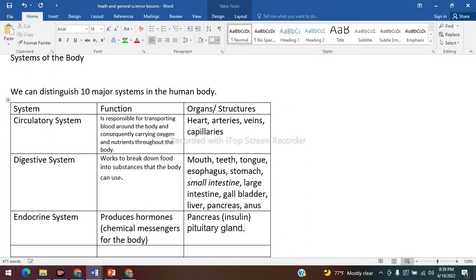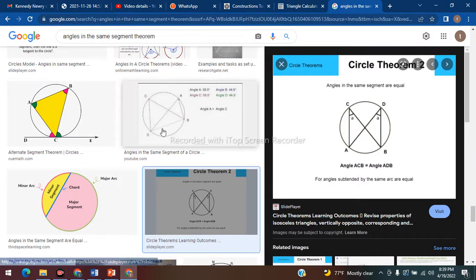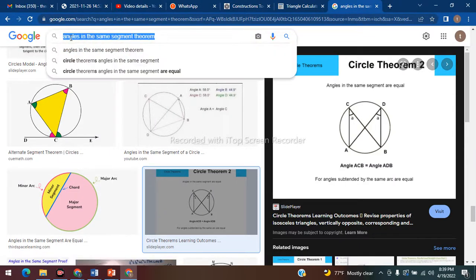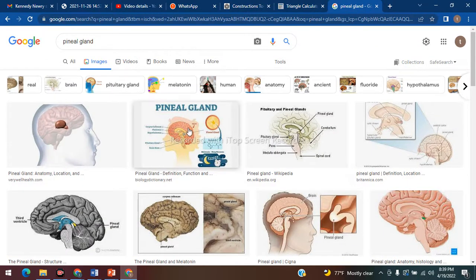The pineal. Yeah, I remember pineal. What about the thyroid gland? Thyroid, yes. Pineal gland, where's that? It's somewhere in the brain. Yeah, the pineal gland is also in the brain.